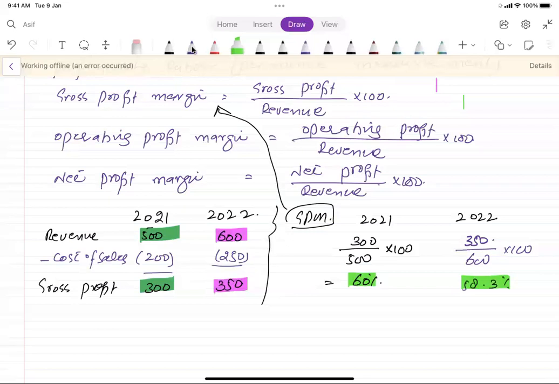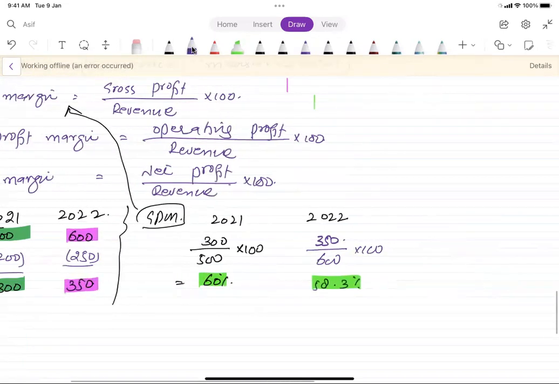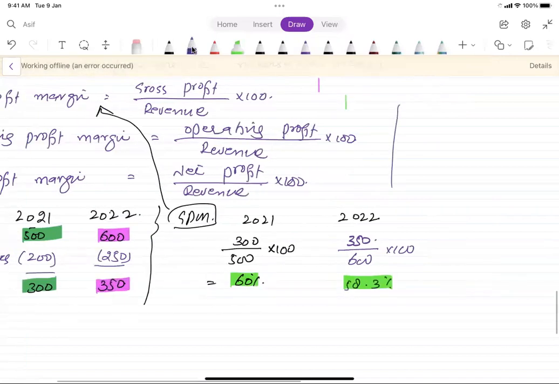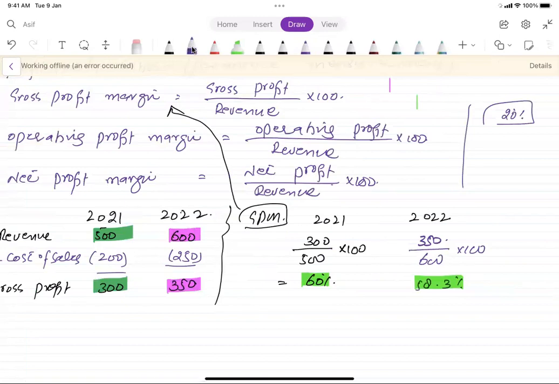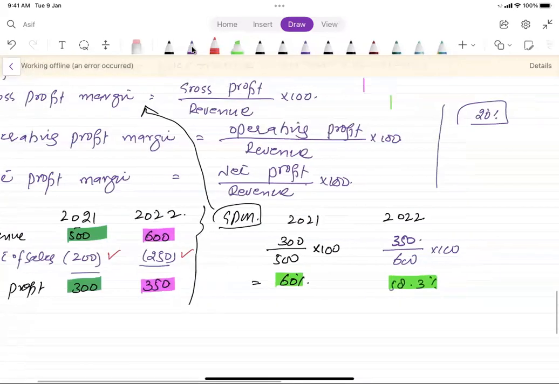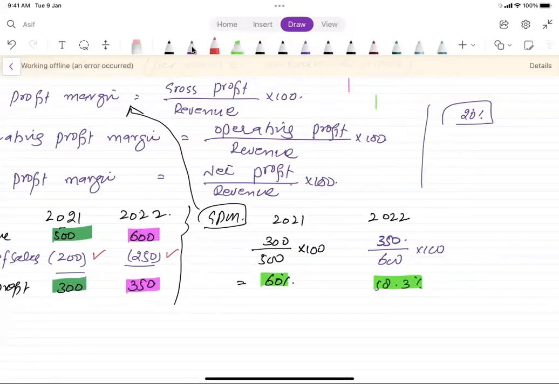Do a little maths here. Look at the revenue. What is the percentage increase in revenue, boys? From 500 to 600, how much percentage has the revenue increased? 20%. Yes, okay. And how much percentage has the cost of sales increased from 200 to 250? Look at this figure. Cost of sales will increase by how many percent? 25%.